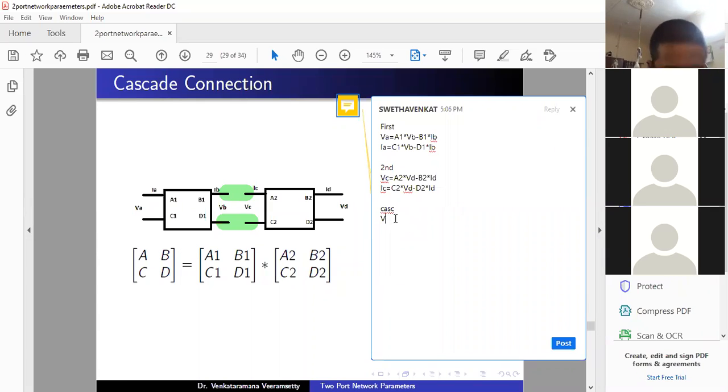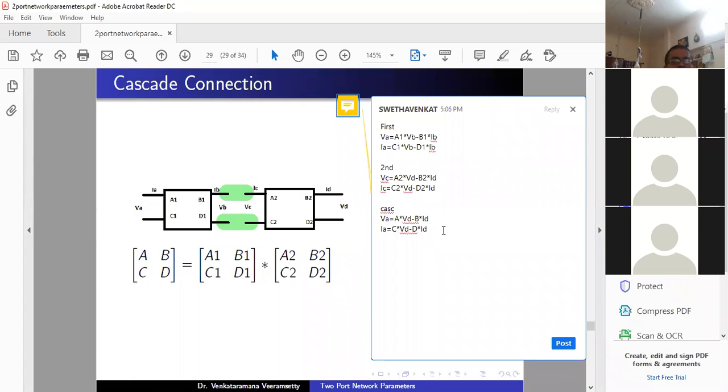That equation: VA equals A into VD minus B into ID. Similarly, IA equals C into VD minus D multiplied by ID. Because after the cascade connection, we have only a single two-port network with input VA and IA, and output VD and ID. I want to represent it in terms of the ABCD parameters. So like this, right? Now keep all these things aside.